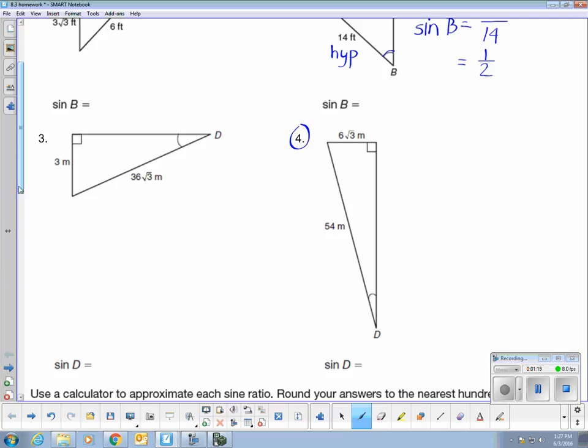Number 4, my reference angle is angle D. So the sine of angle D is the side opposite divided by the hypotenuse, and 6 does go into 54 9 times.